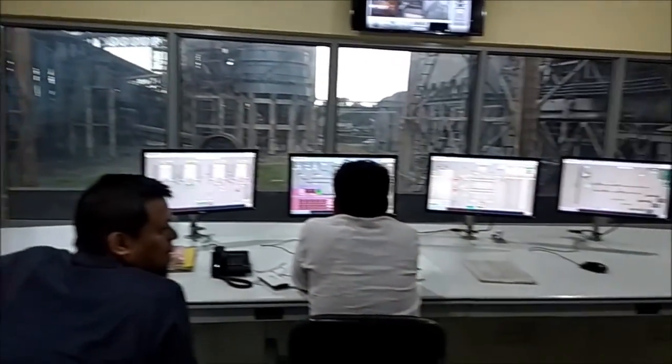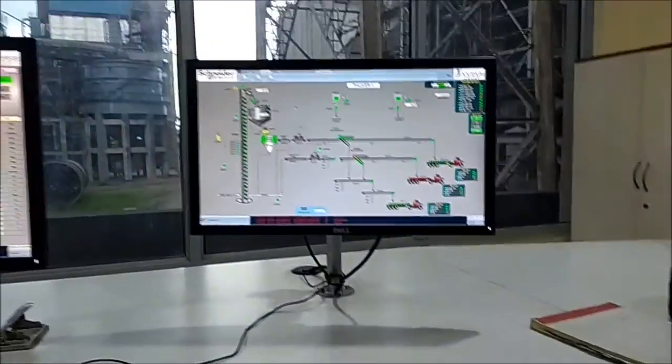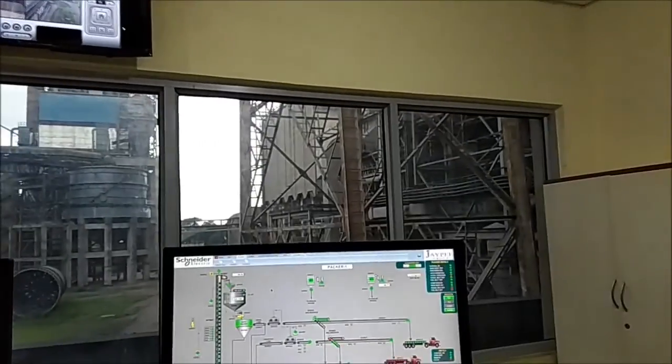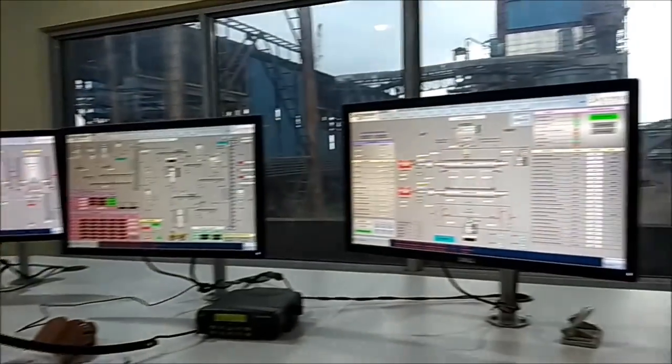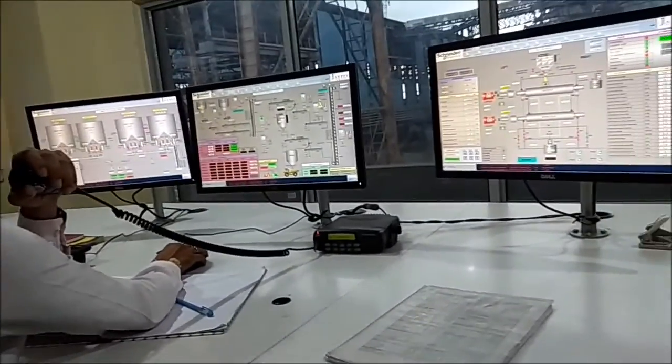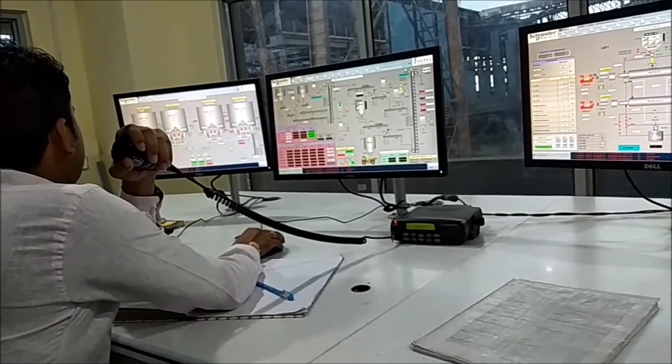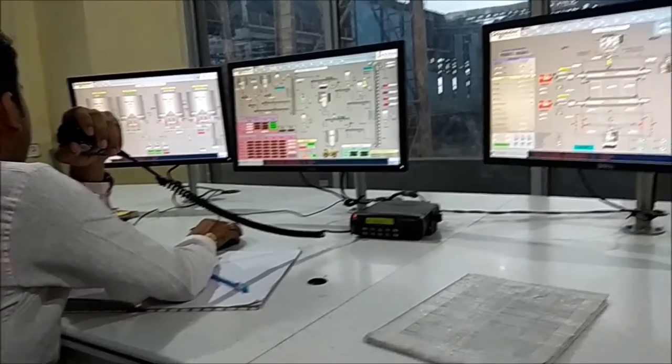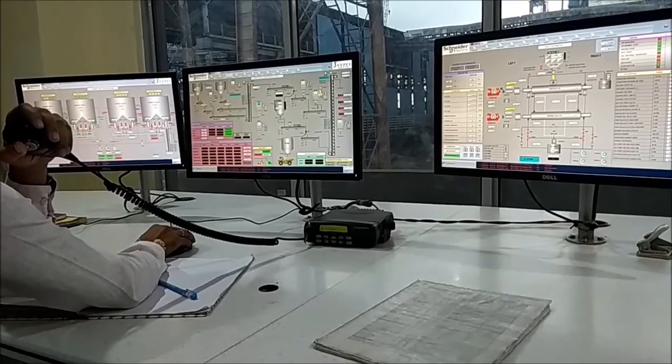Section in the plant. So from here they command as well as monitor the processes, and when they see some errors, they call the technician and engineers at their respective location to go and rectify it.